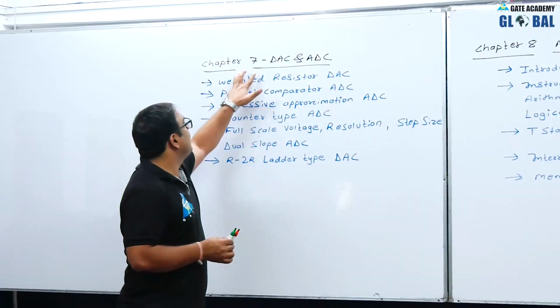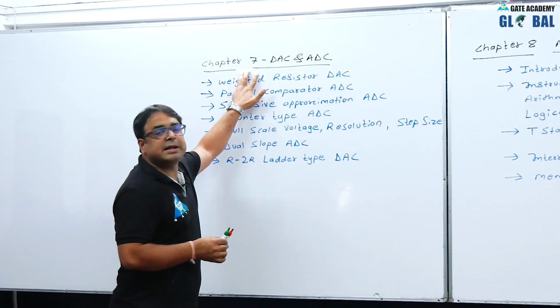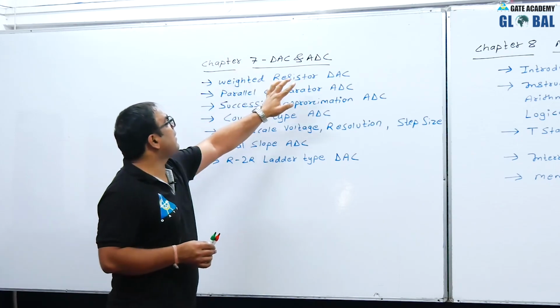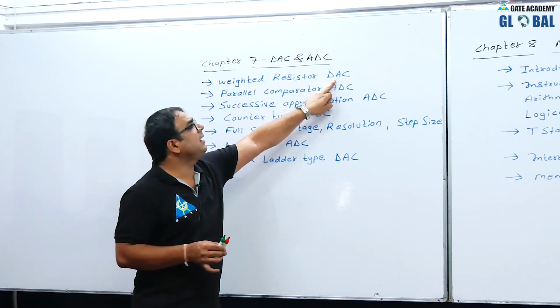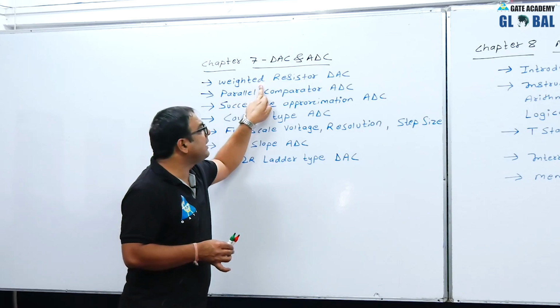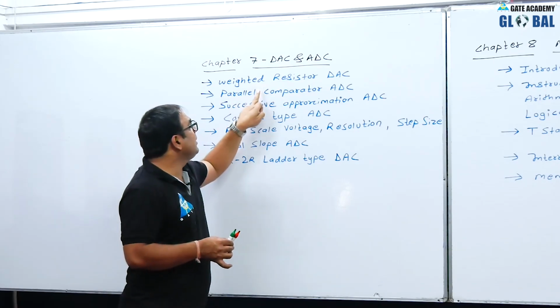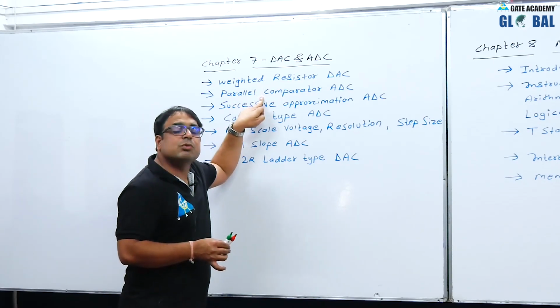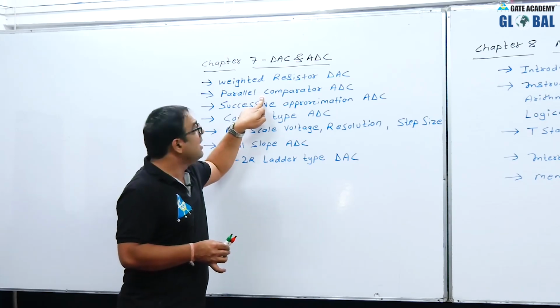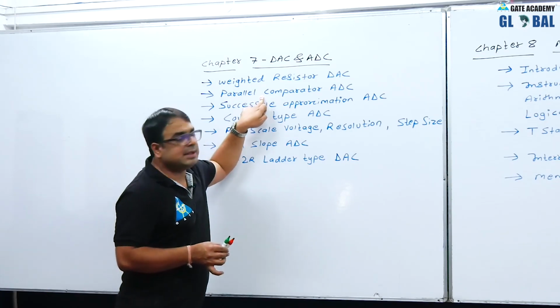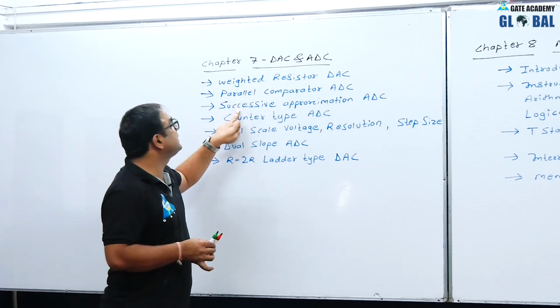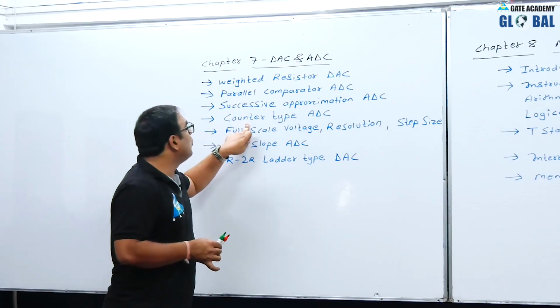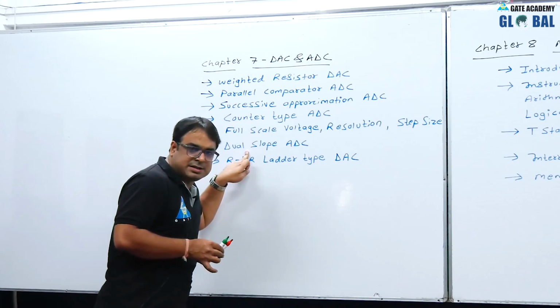The next chapter we will be discussing is DAC and ADC. First I will be discussing what a DAC is, and then I will discuss what a weighted resistor DAC is. Then we will be moving to ADC. We will discuss what an ADC is and all the types of ADC, that is parallel comparator, successive approximation, counter type and dual slope ADC.